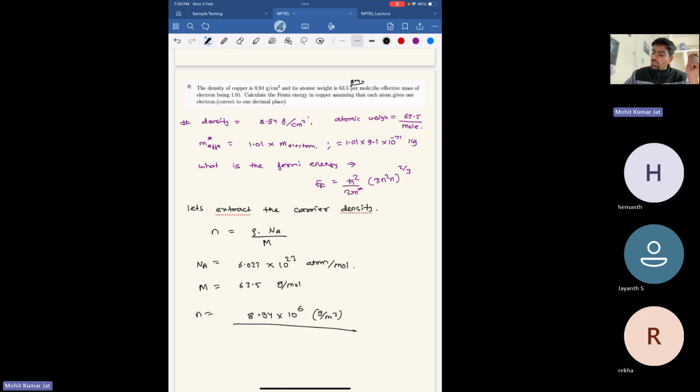Then the Avogadro number is 6.02 divided by 63.5. If I just do the simple math, let me calculate: 8.94 times 6.02 divided by 63.5. So that will give me 8.4 times 10 power 28 electrons per meter cube. That's the N which I will get.